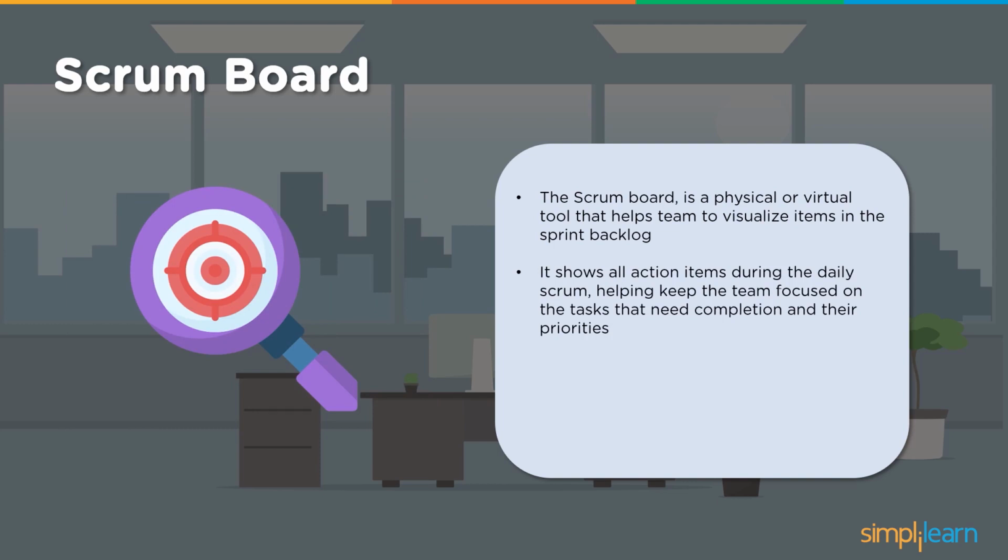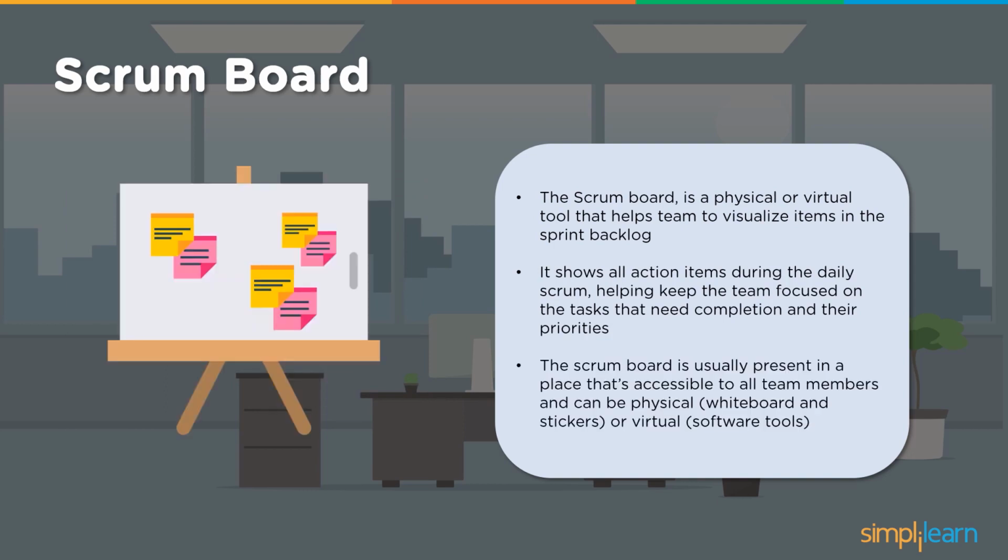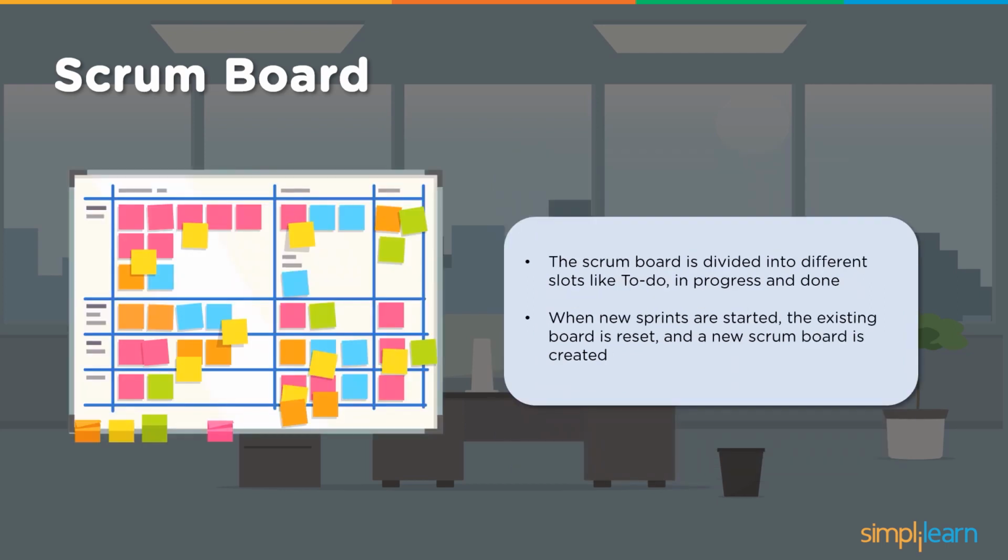It shows all action items during the daily Scrum, helping keep the team focused on tasks that need to be completed and their priorities. The Scrum board is usually present in a place that's accessible to all team members. It is a visual board, right? It can be a physical whiteboard and stickers, or virtual software tools displayed on the screen. The Scrum board is divided into different slots like to do, in progress and done. When new sprints are started, the existing board is reset and a new Scrum board is created.